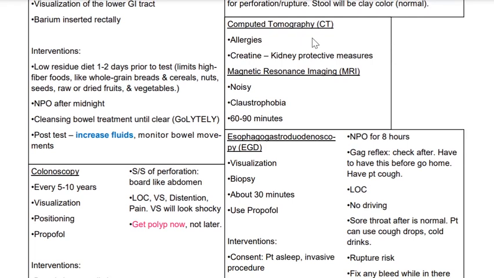So we could do a CT. A CT shows more detail. We also are going to run dye in the patient, watch for allergies, watch for the kidneys. An MRI, you guys know, is the magnetic resonance image, and it's noisy. You go into a little tunnel. People feel claustrophobic, and it takes about 60 to 90 minutes. Remember, no metal on the patient, because this is a magnet, right?